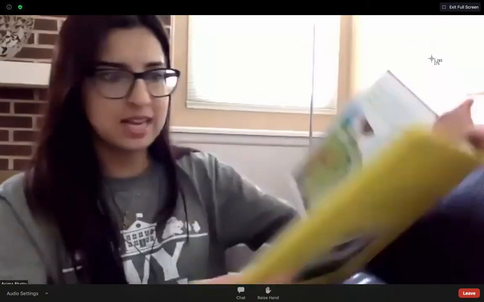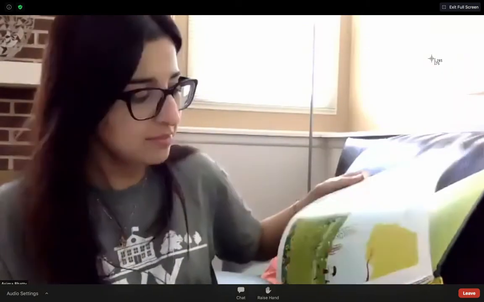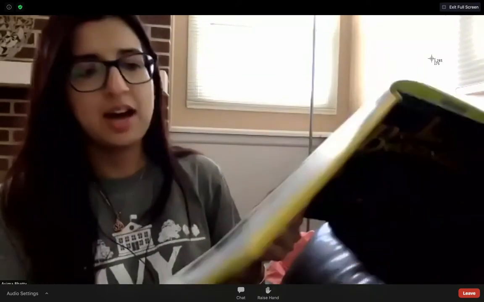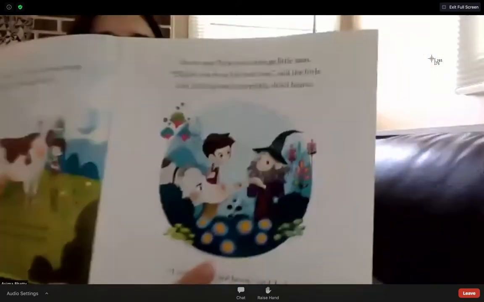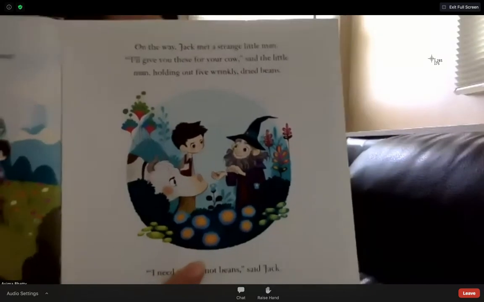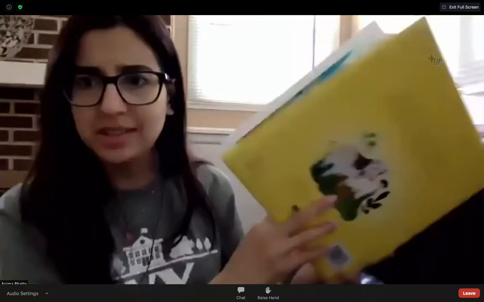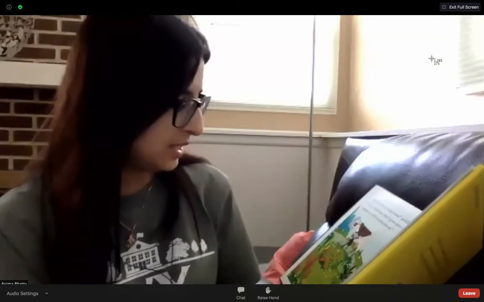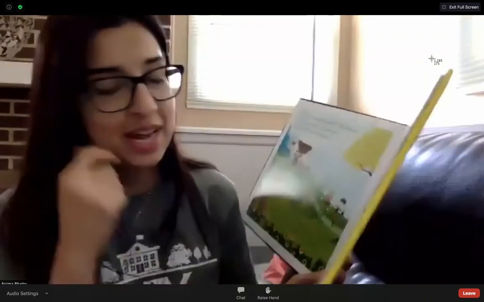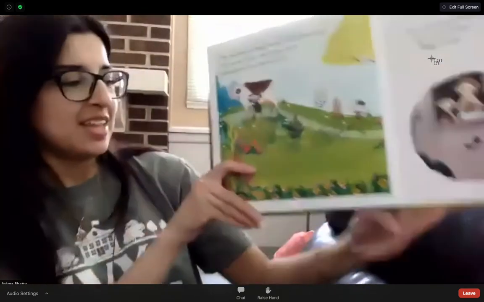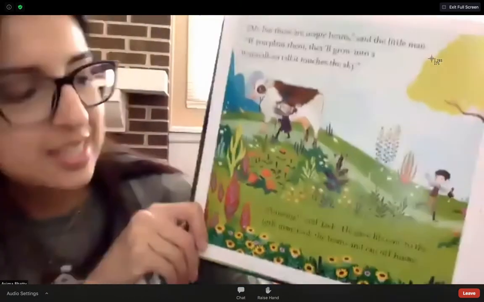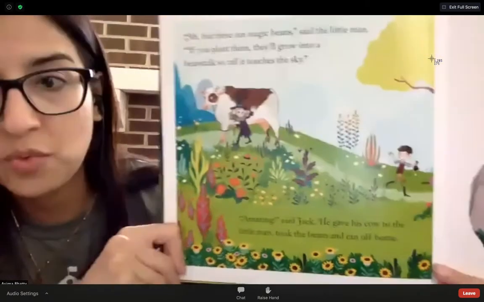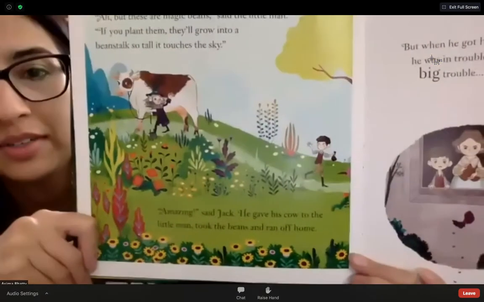No. Let's go back to the text. The author said that these beans were, there were 5 of them, but they were wrinkly and dry. Wrinkly, dry beans for an entire cow. Yeah. Well, all right, let's see what happens. So he's like, amazing, said Jack. He gave his cow to the little man, took the beans, and ran off home.